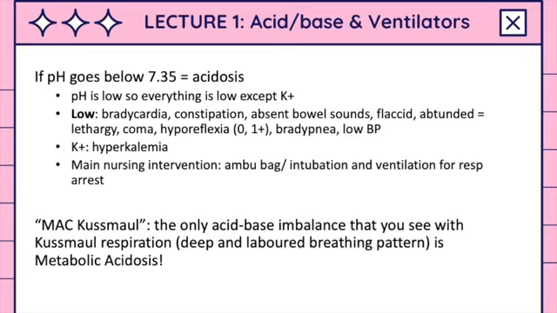The reason is Kussmaul's is a compensatory respiratory pattern for one and only one acid-base disorder. You only see Kussmaul's with one of the 4 metabolic disorders, one of the 4 acid-base disorders. Which one? Well, MAC tells you that. M for metabolic, and AC for acidosis. So MAC Kussmaul tells you that you see Kussmaul's with metabolic acidosis.